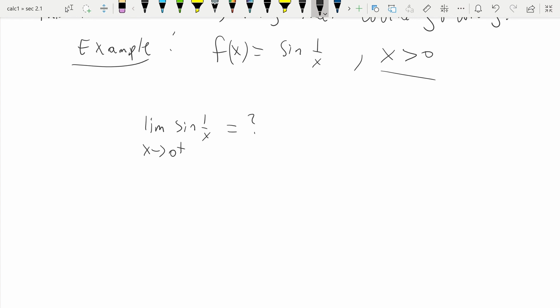Notice that sine of anything is always bounded, so sine of any number is always bounded between 1 and minus 1. So the function cannot be exploding when you get closer and closer to 0, because the function is bounded.